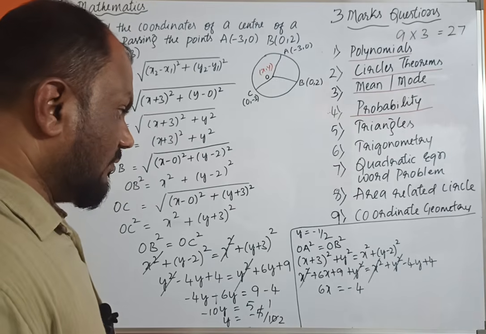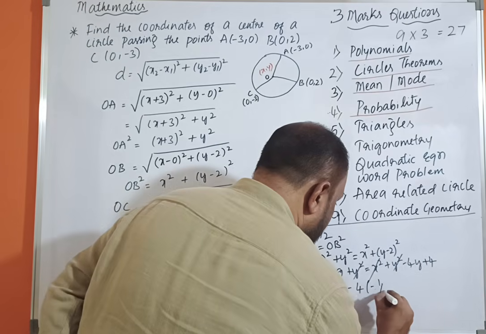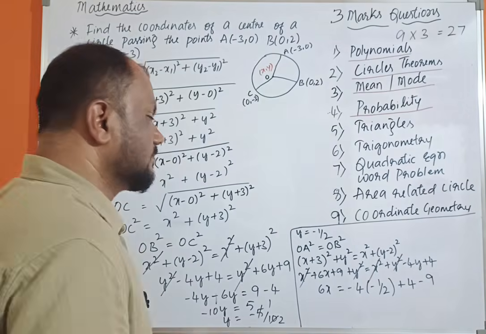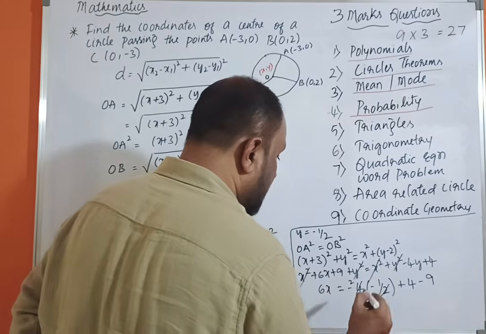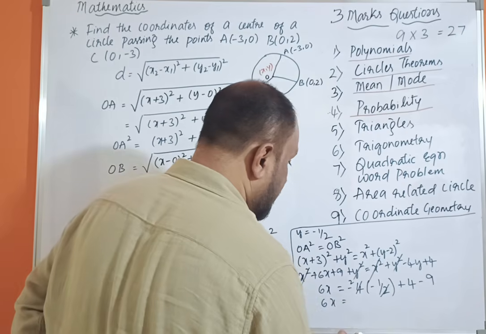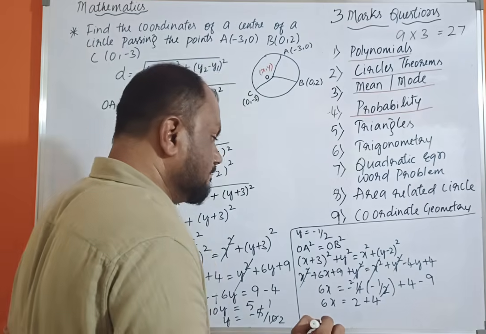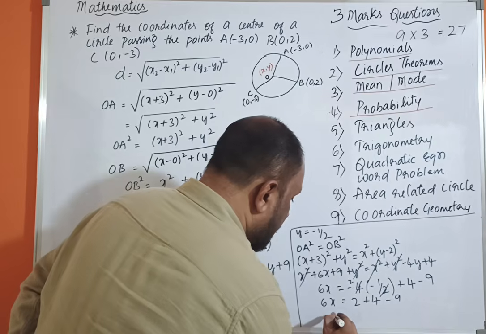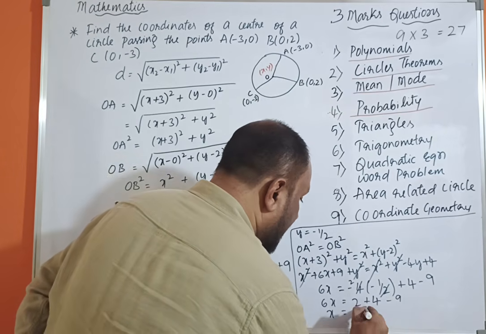The value of y is how much? Minus 1 by 2. You got minus 1 by 2, plus 4 minus 9. 4 ones are 4, 4 twos are 8. 6x is equal to minus into minus plus 2 plus 4 minus 9. So 6x is 2 plus 4, 6, 6 minus 9 is minus 3. Divided.